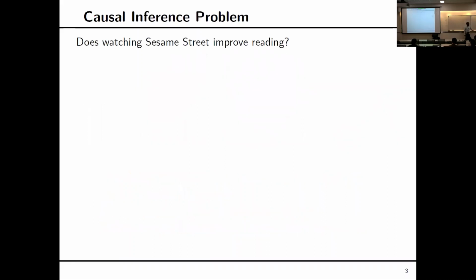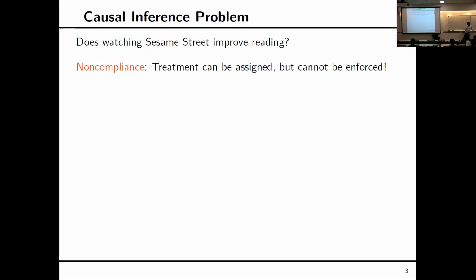So here's a motivating example of where confounders might be absent. Let's say the question that we want to ask is, does watching Sesame Street improve reading? For those of you who have kids, replace Sesame Street by Little Einstein, or Peppa Pig, or whatever is the relevant video that your kid is watching. Now, here, there's a non-compliance problem.